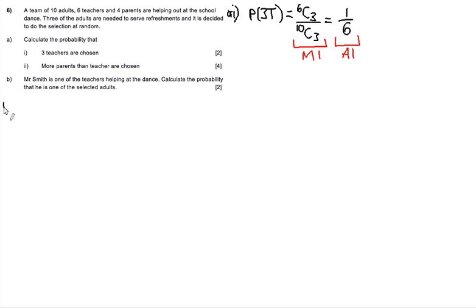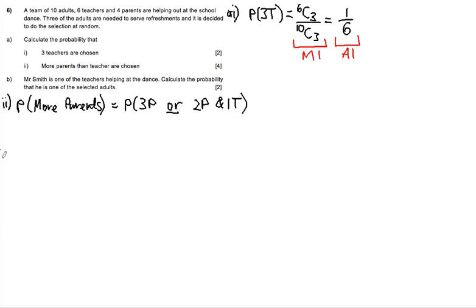Okay, part B asks us to find the probability that there are more parents. So we've got to consider the ways that we can have more parents. First of all, we could have 3 parents, or, and "or" is an important word here, we could have 2 parents and then 1 teacher.